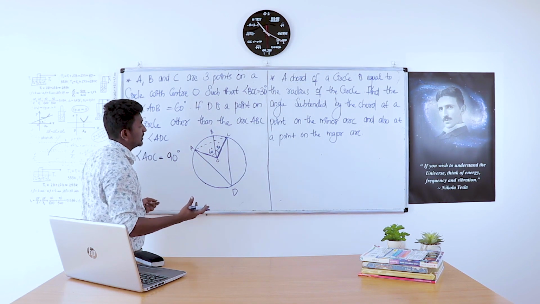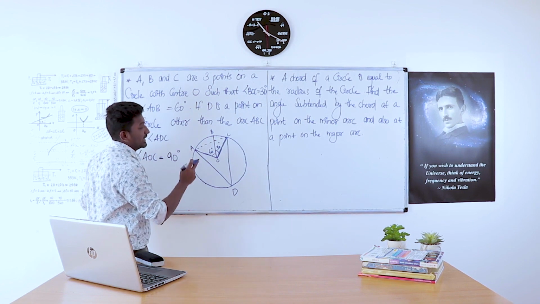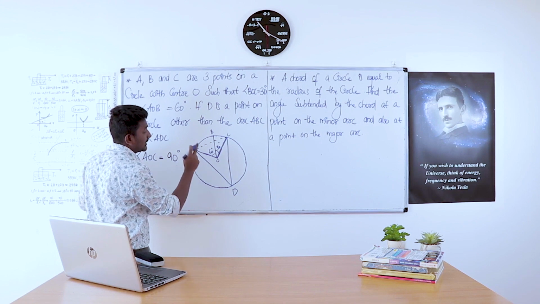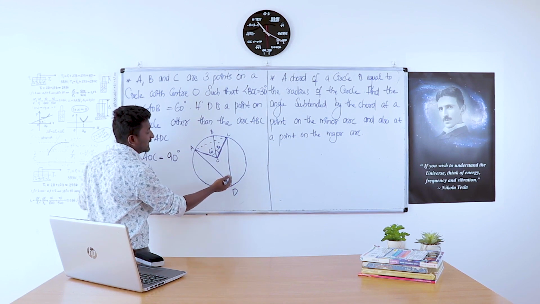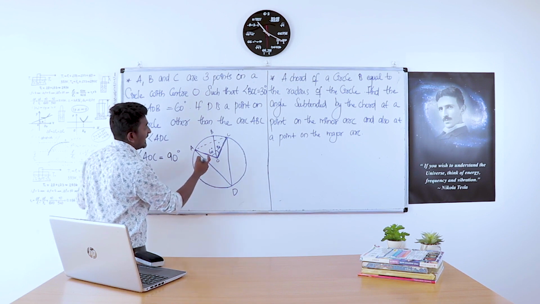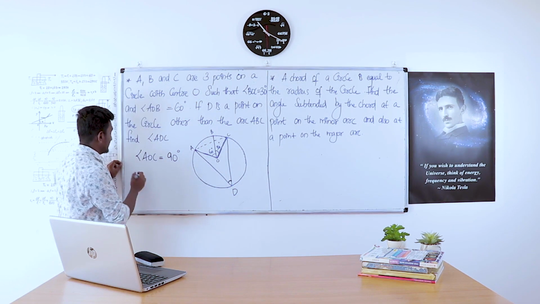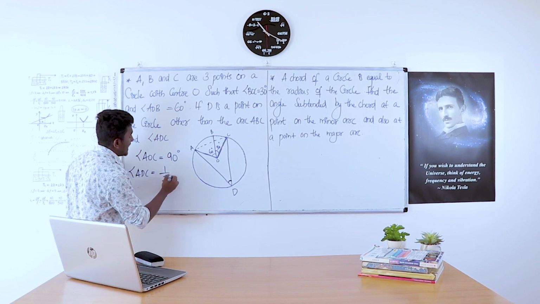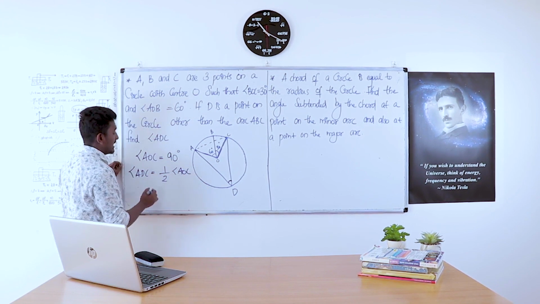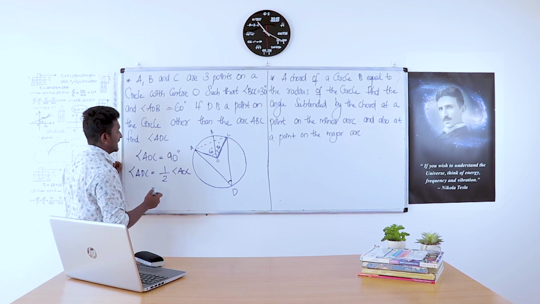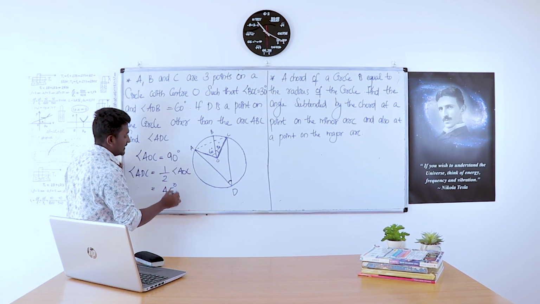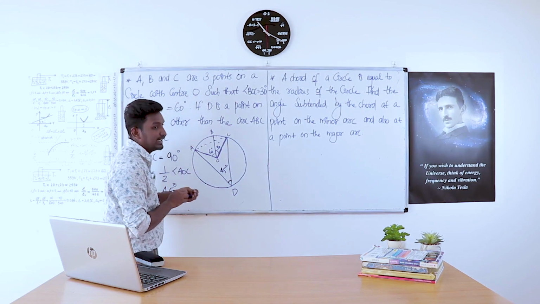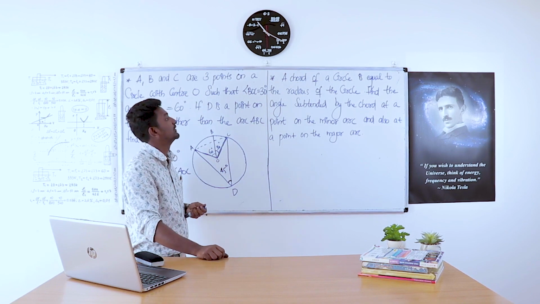Then by theorem we all know that the angle subtended by a chord at the center is double the angle formed at any other part. That means angle AOC is double the angle of ADC. That simply means that angle ADC is equal to half of angle AOC. Angle AOC is 90 degree. Therefore, half of angle AOC is 45 degree. That is, angle ADC is 45 degree.